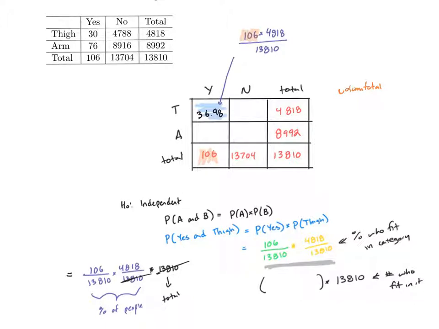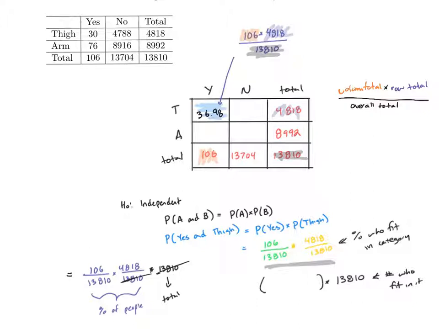So I have 106, which is my column total, and I multiply it by this 4818, and that 4818 came from over here, and what that corresponds to is actually my row total. So on the top, I have my column total times my row total. Now on the bottom, I ended up with this 13810. And that 13810 came from right here, which is my overall total, or my sample size, if you'd prefer.